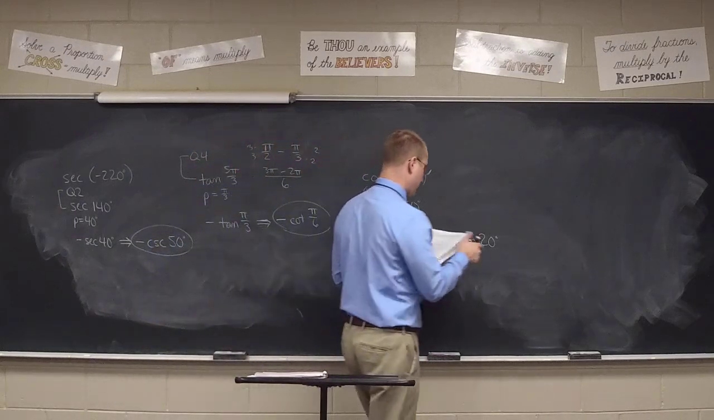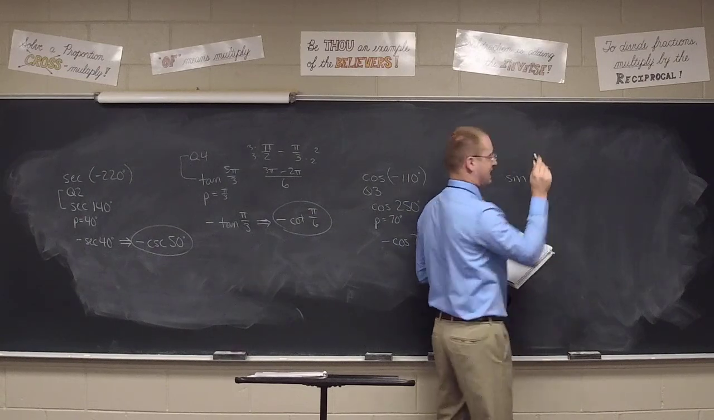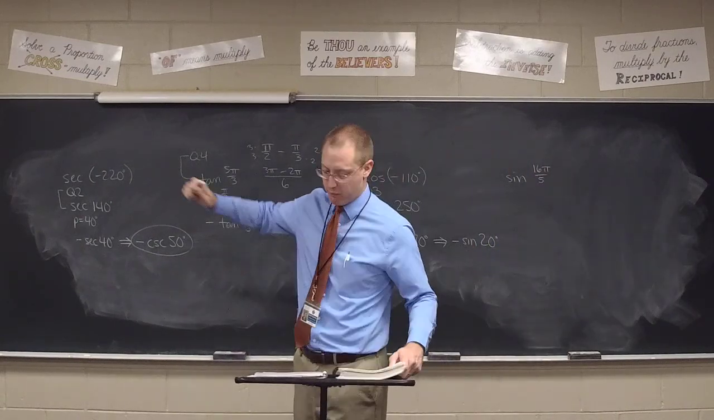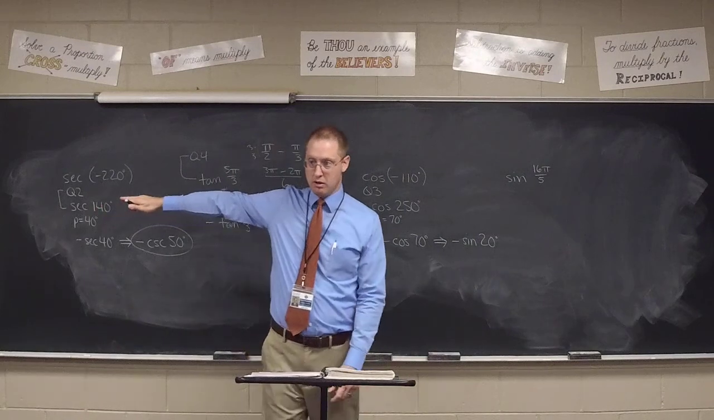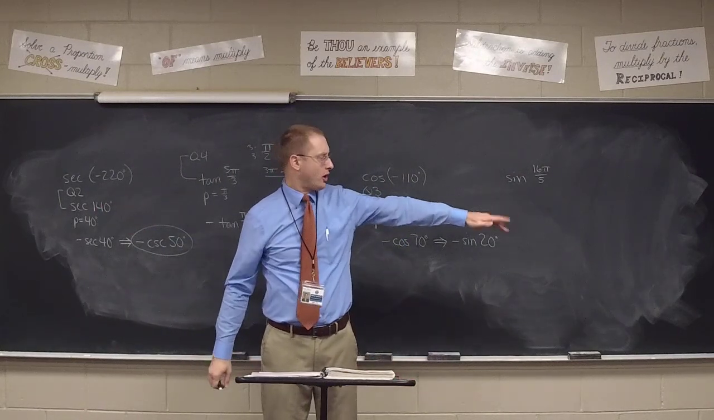How about this next one? The sine of 16 pi over 5. And again, anytime it's radians, look at the denominator, ask yourself, what would pi be? 5 pi over 5, and then 2 pi. Thoughts on 16 pi over 5?